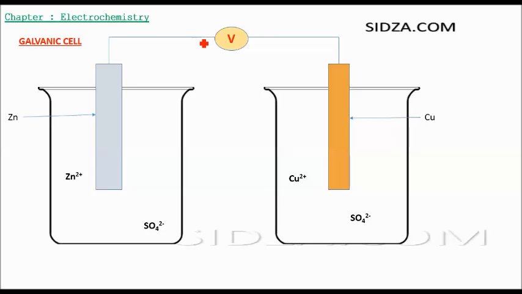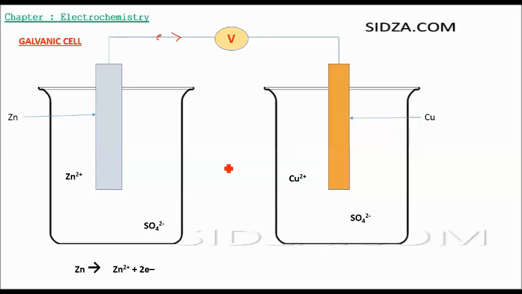As soon as you connect the two electrodes through the wire, electrons will automatically flow from the zinc to the copper. So zinc will lose electrons. That means zinc will undergo oxidation. The copper gains electrons, and that means copper undergoes reduction. Right? So why does the zinc lose electrons? Because zinc is getting oxidized, right?